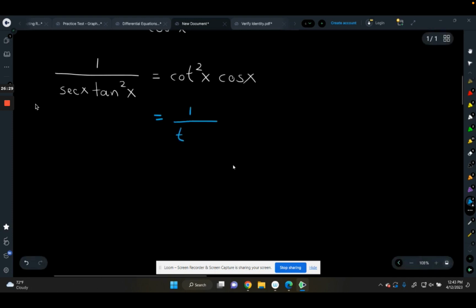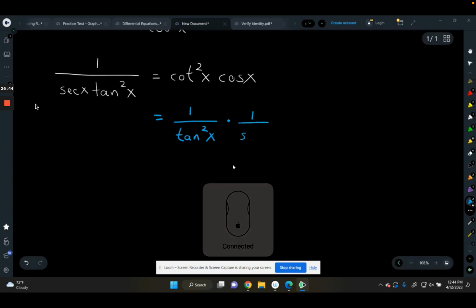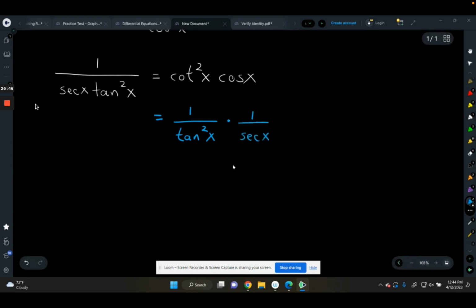1 over tangent squared. Now, there are several ways we could do it. We could change everything to sines and cosines, but in this case, you can see it's a lot easier not to do that. What's cosine? 1 over secant. While I'm doing that, I'm looking at the other side to make my decisions. So now I've got 1 over tangent squared secant x, and that equals 1 over secant x tangent squared. And that's all you have to do.